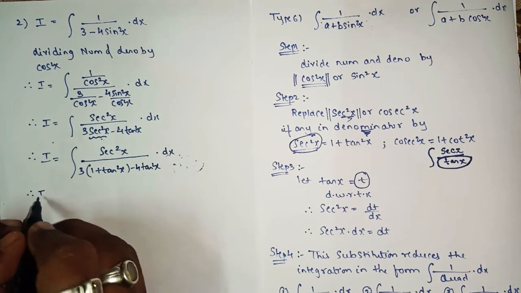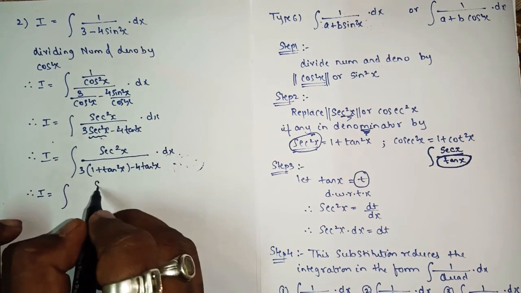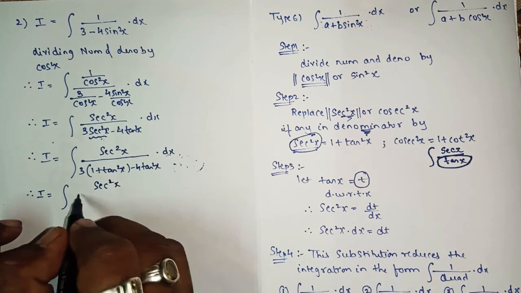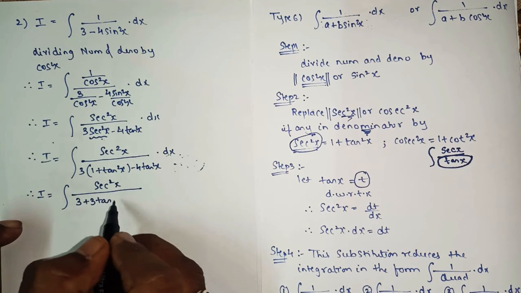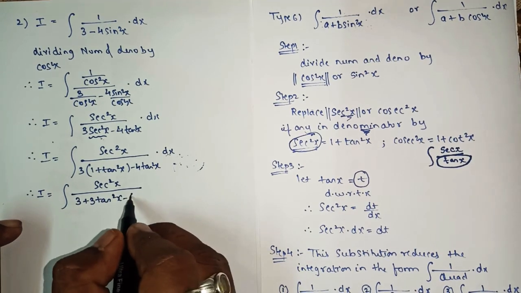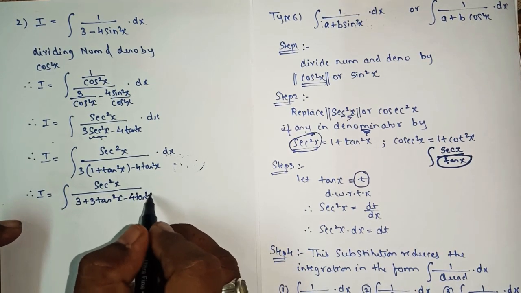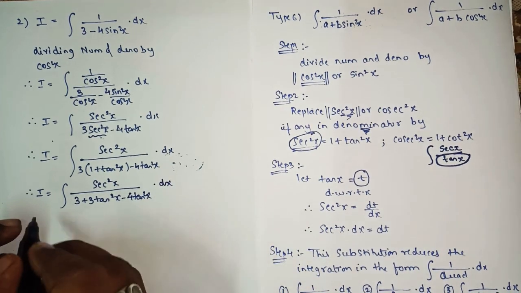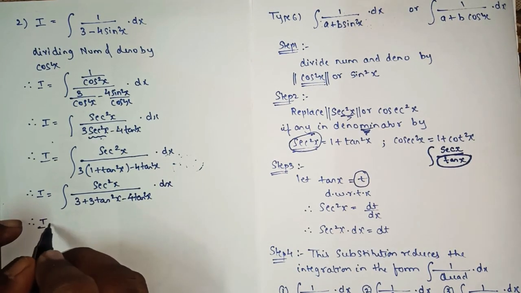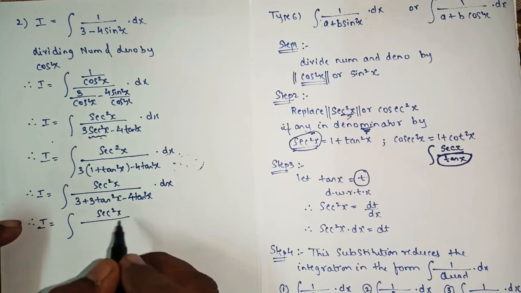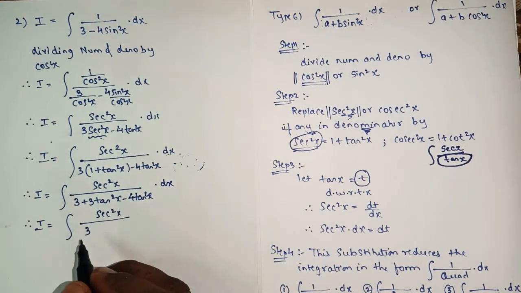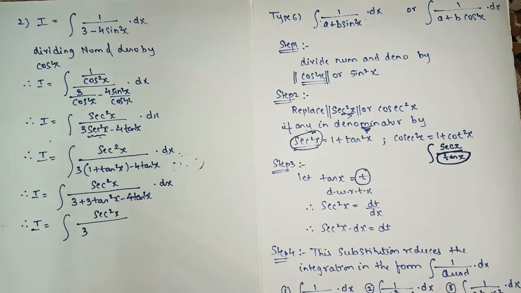Therefore I will be equal to sec square x upon 3 plus 3 tan square x minus 4 tan square x into dx. So therefore I will be equal to sec square x upon 3, yes or no? 3.